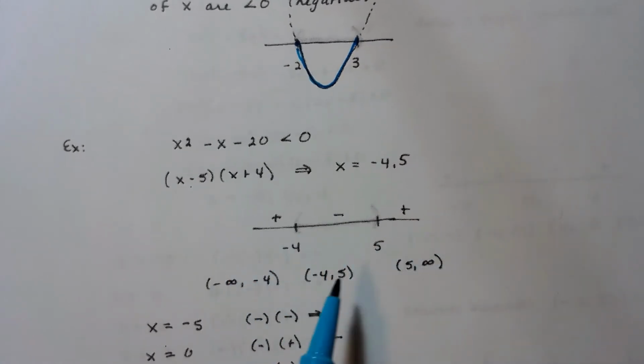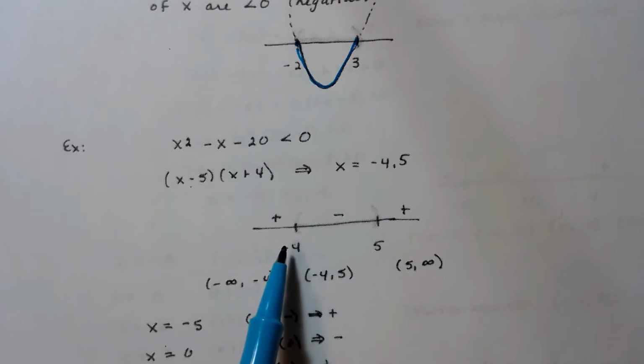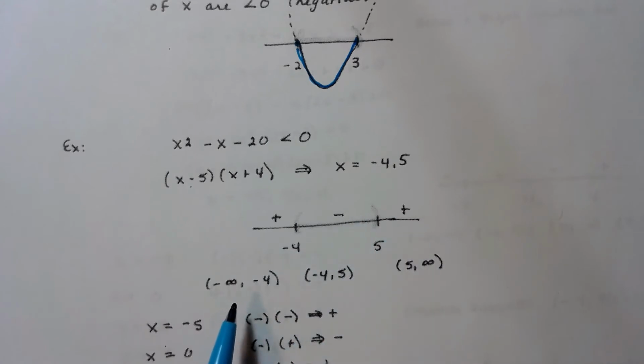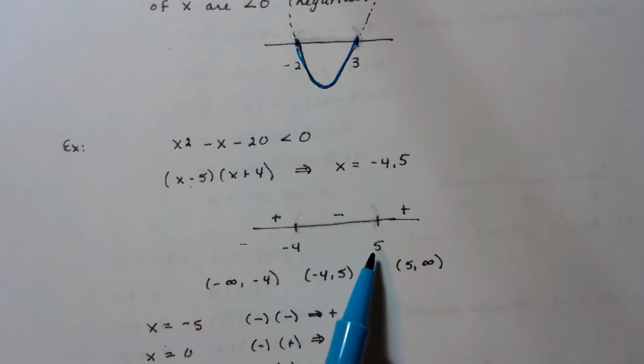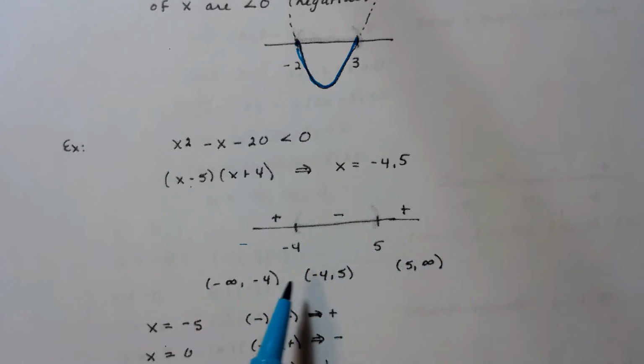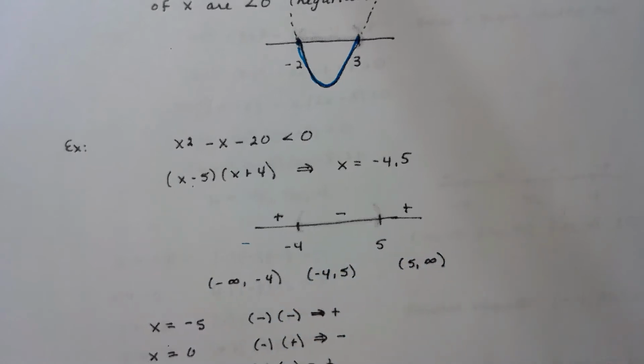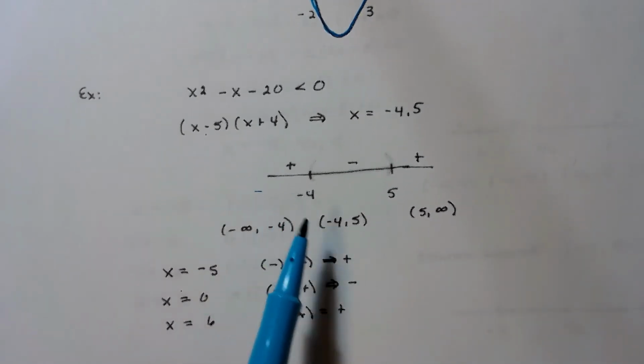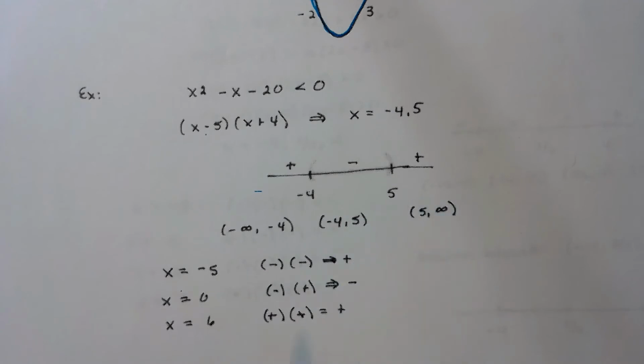I drew a number line. I put the key numbers on the number line in ascending order from smallest to largest. And I said, I've got 1, 2, 3 subintervals or test intervals: from negative infinity to negative 4, from negative 4 to 5, and from 5 to infinity. So I wrote them down right there. And now I need to choose test numbers. So I tested a negative 5, a 0, and a 6.